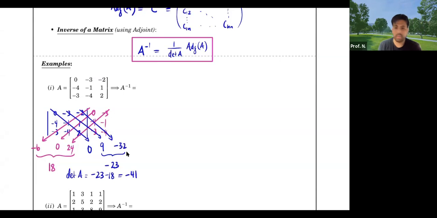as your determinant. And you can check that on your own with the calculator if need be, just to make sure everything was done correctly. And so let me just check that real quick on your calculator. So 0, -3, -2, -4, -1, 1, -3, -4, 2. And then you take the determinant.